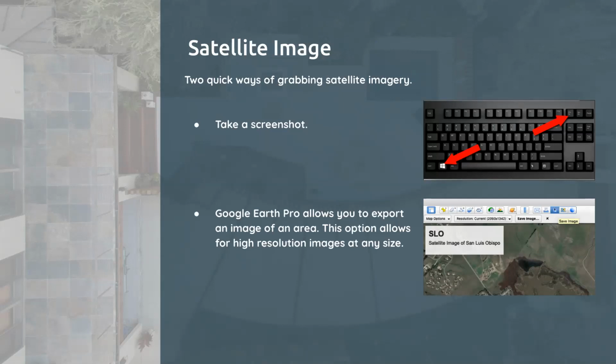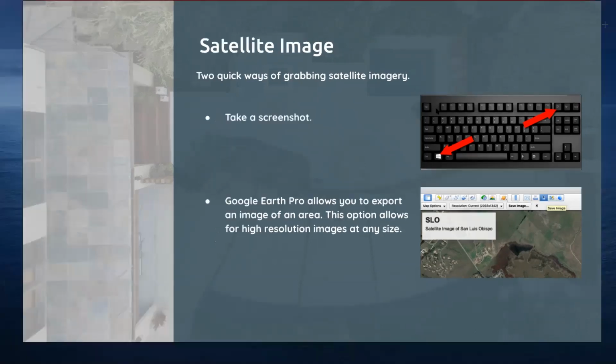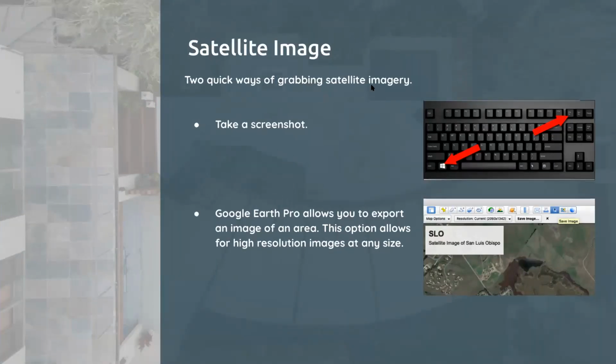And then if you're using Google Earth Pro, which I'll show here in just a second, you can actually save out an image. And this is really great for creating pretty large resolution images, no matter what resolution your screen is. So let me just show an example of each of these real quick.